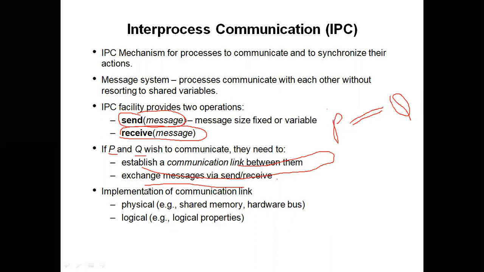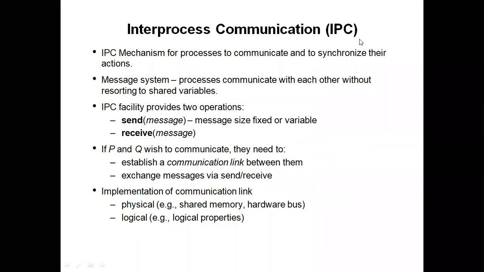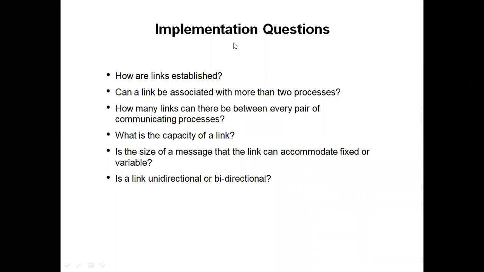And how is the communication link implemented? It is implemented at the physical level through shared memory or hardware buses, and at the logical level through different logical properties. The main thing is that whenever a process wants to communicate with another process, it has to first establish a link between them, and once the link is established, on this link the processes can send or receive messages to establish the communication.